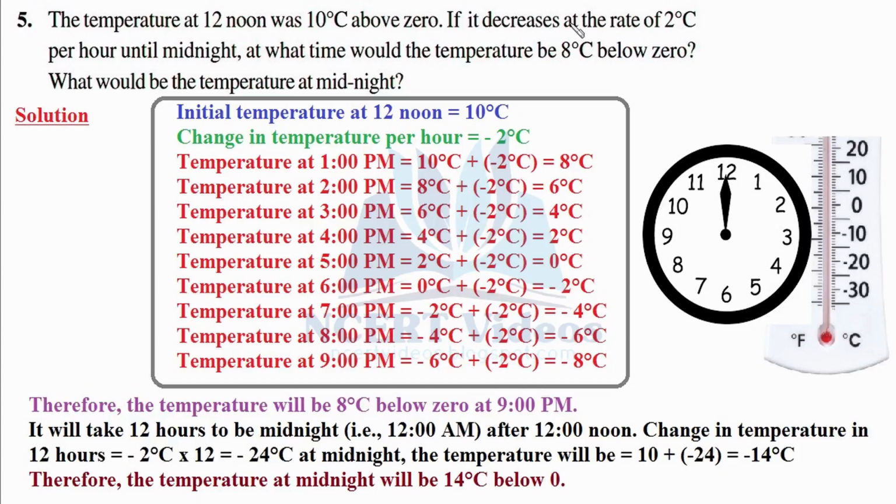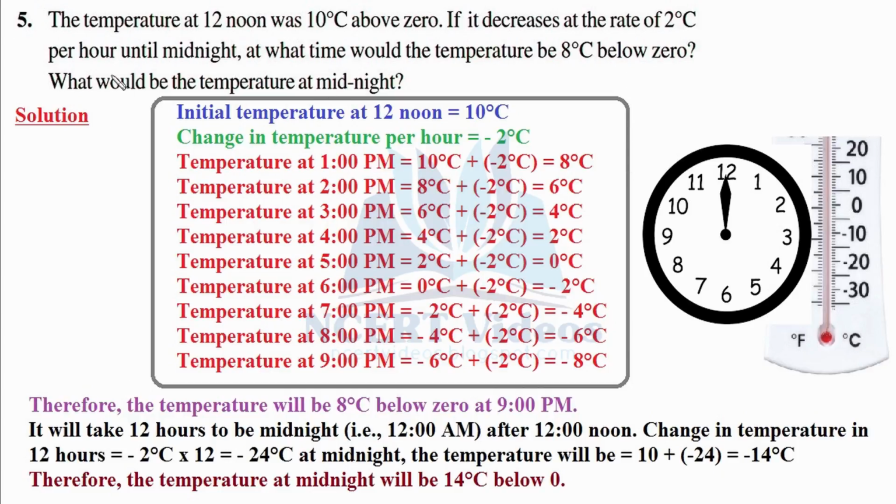If it decreases at the rate of 2 degrees Celsius per hour until midnight, at what time would the temperature be 8 degrees Celsius below 0? So you have to do it till you find 8 degrees Celsius. But look, you also found 8 degrees Celsius here. Then the answer would be 1 p.m. But no, you have to understand the language first. It has specially mentioned below 0. What does it mean? It means there are two 8s. This 8 and this 8. This is positive 8. This is freezing 8. So it has asked for actually minus 8 degrees Celsius. That is what it implies, below 0.